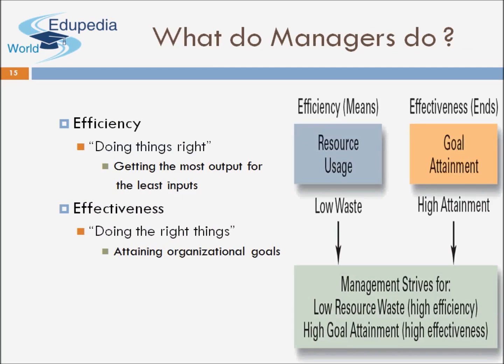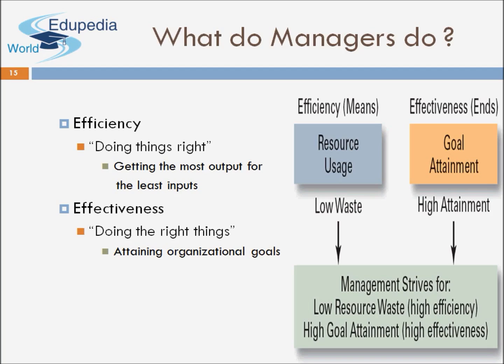There are two little topics, or two terms, which are very important to be understood by every manager. One is efficiency, the other is effectiveness. Both the terms look very similar, but there is a huge difference between them. Efficiency is doing things right, getting the most output from the least input. That means the input is less and the output is more.